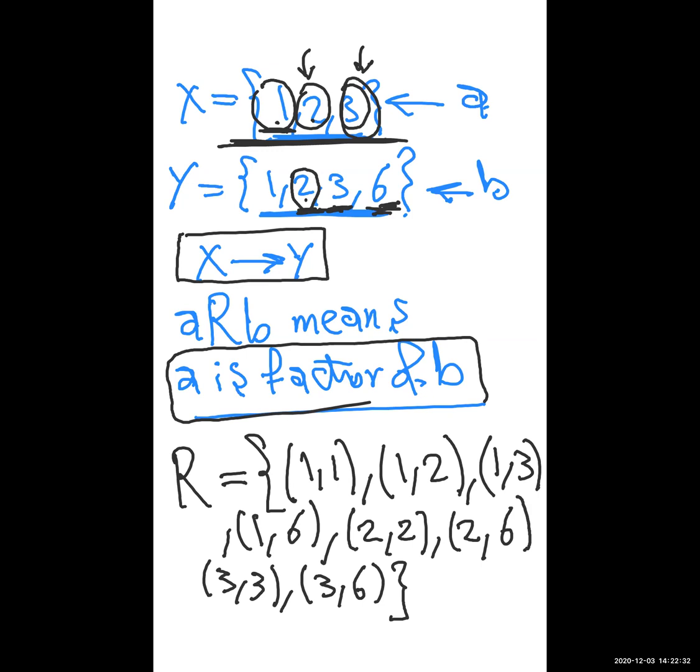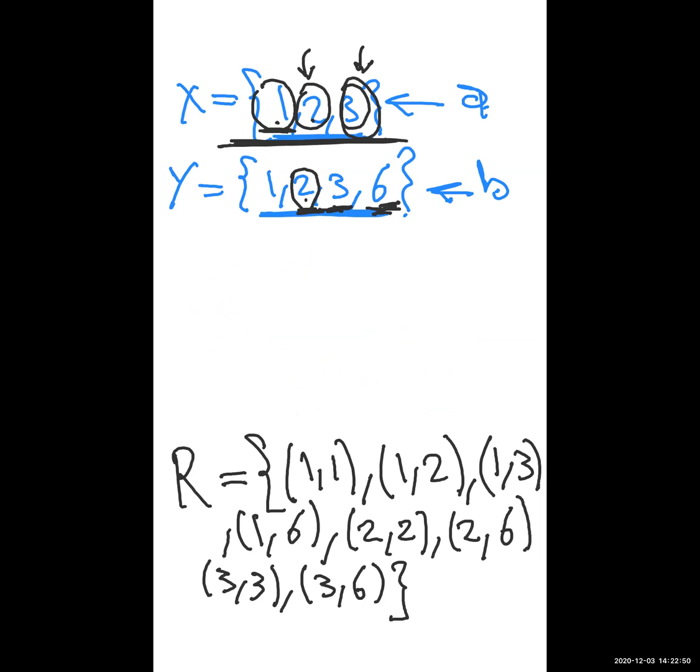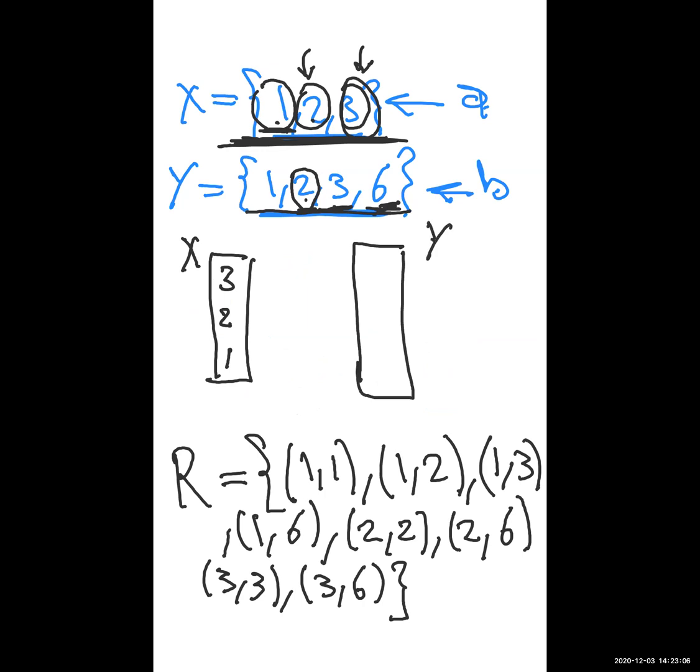How to represent it using an arrow diagram and the Cartesian diagram? It will be the same as before. Let me clear this space only. I will keep the relation and the two sets so that we can draw the arrow diagram. First, how to draw the arrow diagram? This one will be X, which is 1 and 2 and 3 from the set, and Y is 1, 2, 3, then 6.